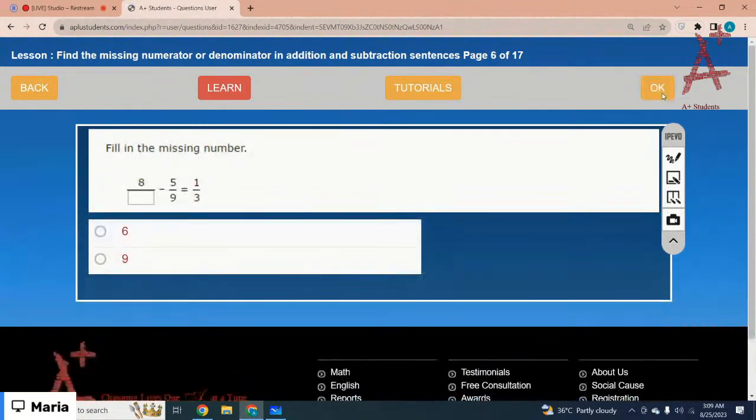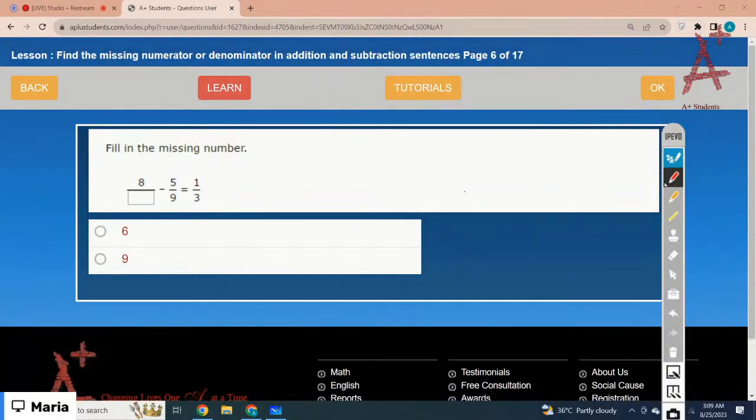Okay, the next one is fill in the missing number. You have to find the missing one, right? Just look at the numerators. 8 minus 5 is 3, right? Here you have 3. That means the missing one must be 9. That would be 8 over 9 minus 5 over 9 equals 1 over 3.